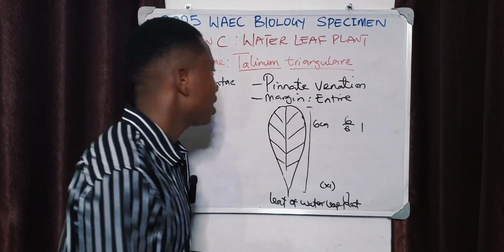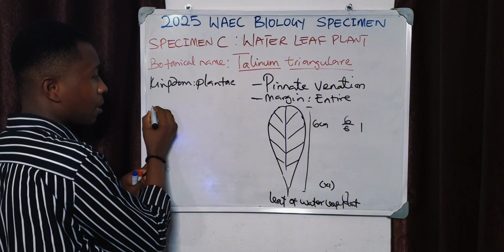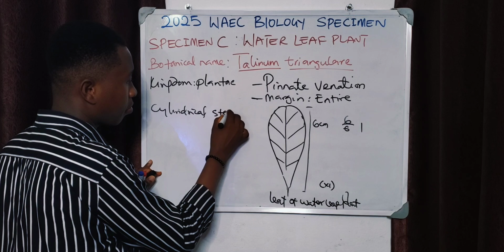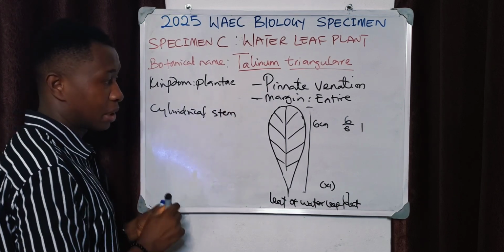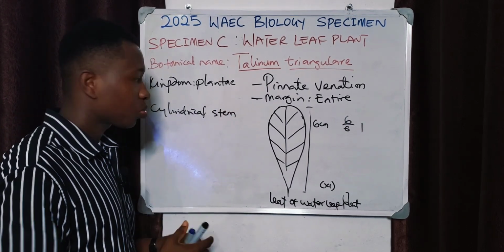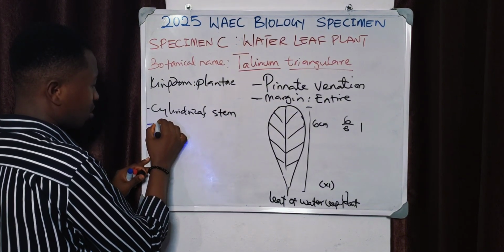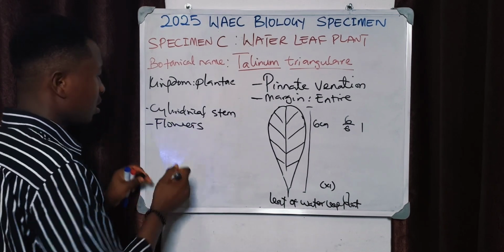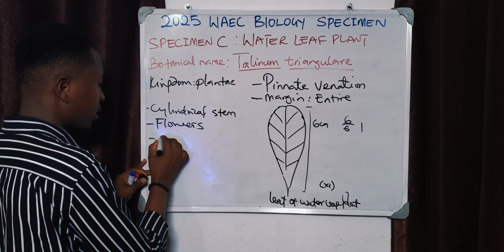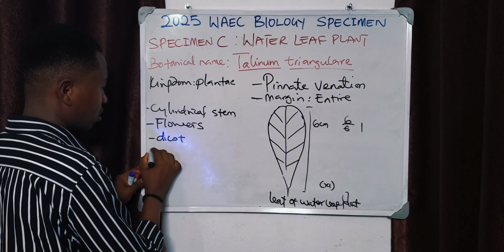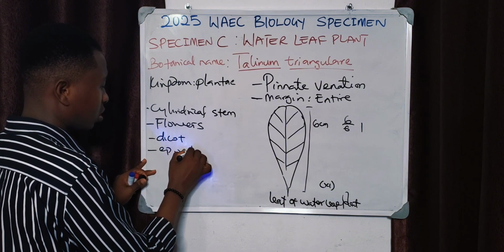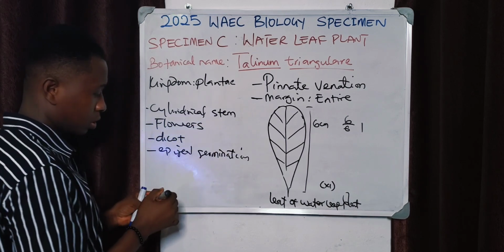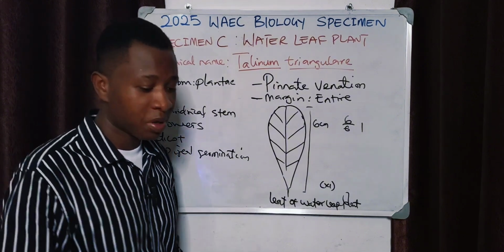Now, other things you need to note is that it has a cylindrical stem, and it also has flowers. It is a dicot plant. I mean, it exhibits epigeal germination. So these are the things you need to know about specimen C.